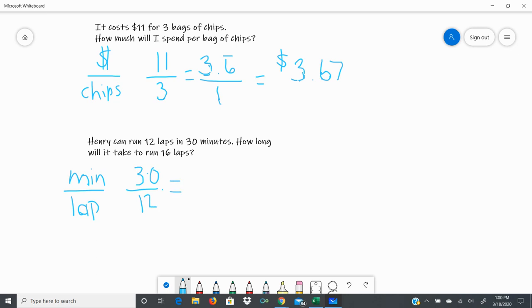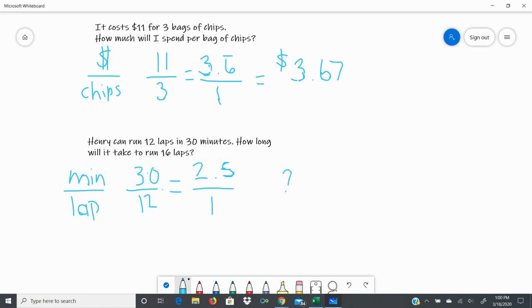So when I do that division, 30 divided by 12, I should get 2.5. And just like in my example above, I can put that over 1 because I'm looking for a unit rate. What I'm really saying here is it takes 2.5 minutes per one lap. I can then use that information to answer my question. The question was, how long will it take to run 16 laps?